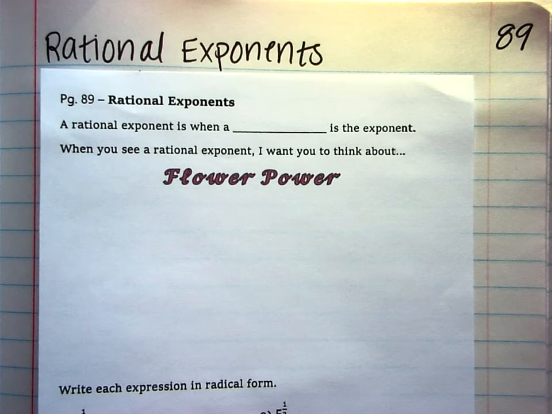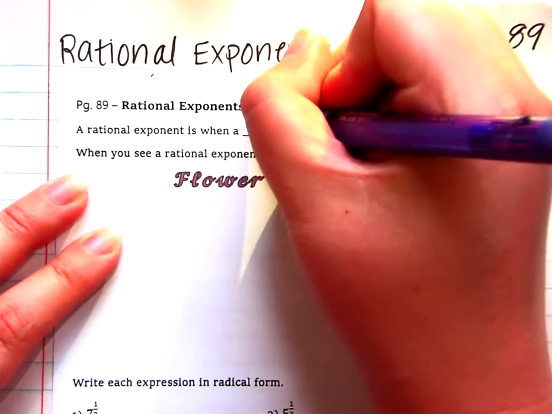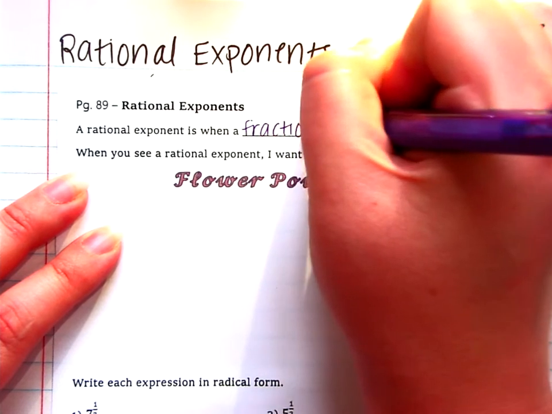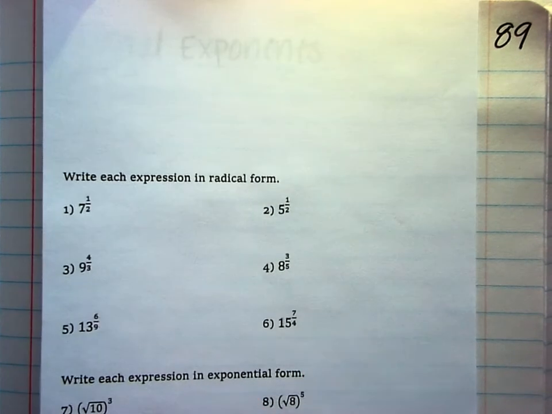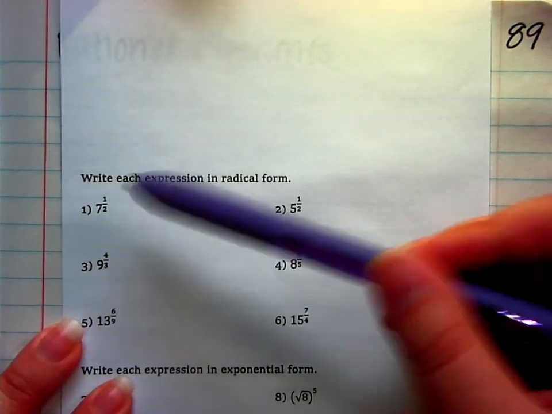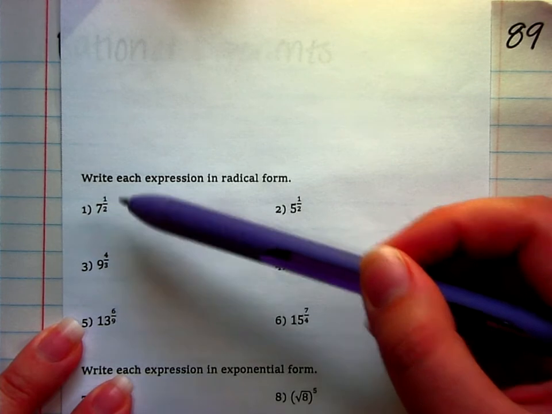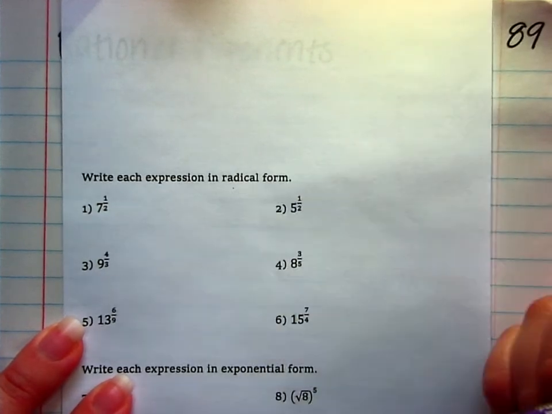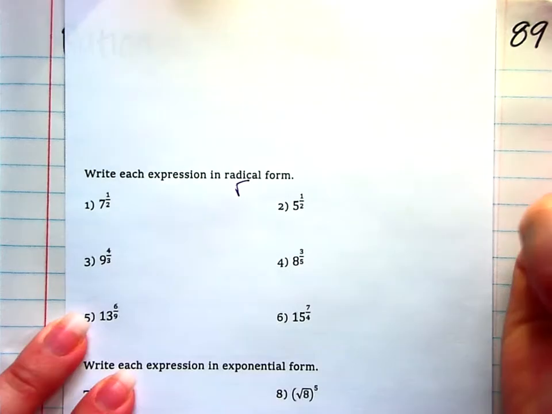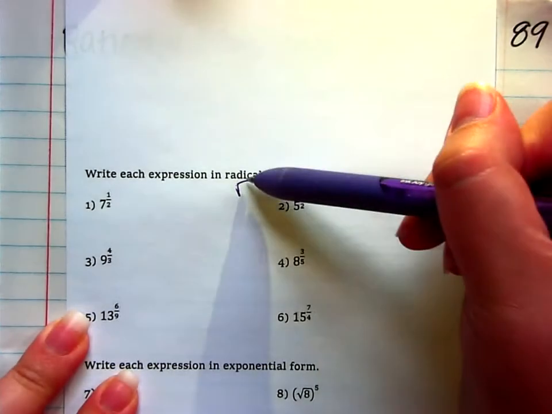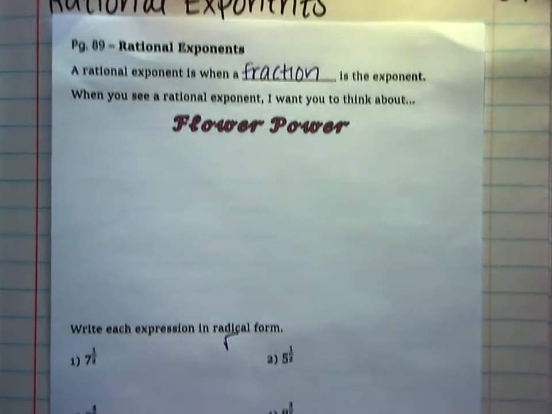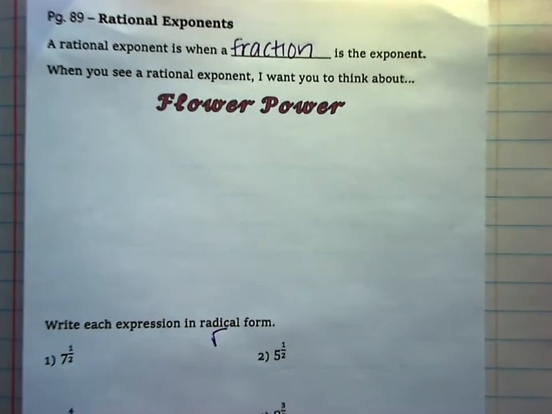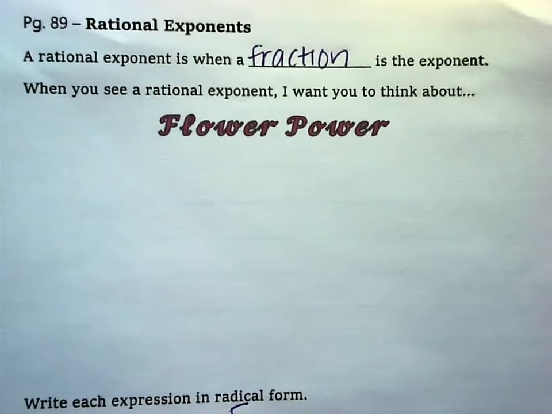Okay, getting into it. A rational exponent is when a fraction is the exponent. If you look down at 1 through 6, we have the base numbers, like the 7 and the 9, and then we have the exponents, which are fractions. We're going to convert this to radical form, where radicals have a square root symbol. So flower power helps us remember which parts of the fraction represent the radical or the power, the exponent.